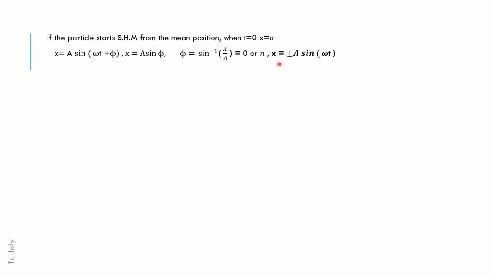So you will get x equal to plus or minus a sin omega t. Suppose in the numericals the question is: initially the particle is at the mean position. We have to use this formula for displacement, x equal to plus or minus a sin omega t.